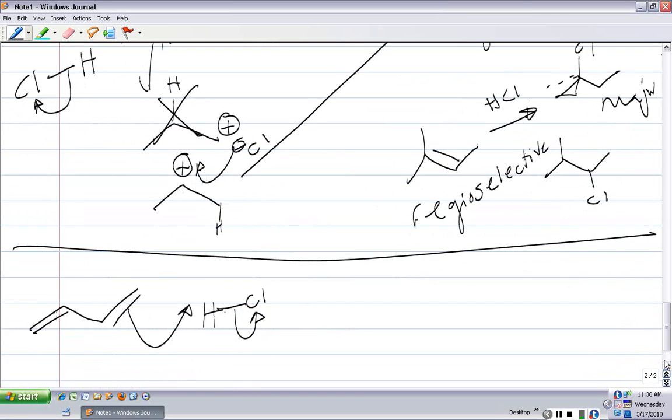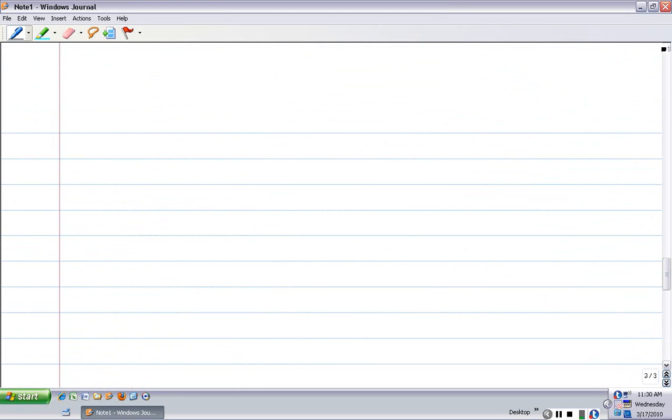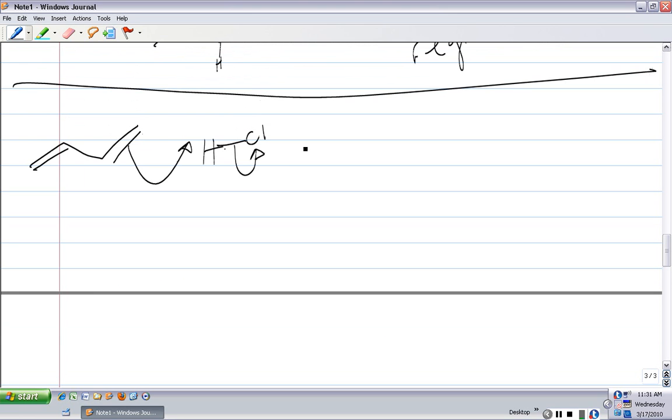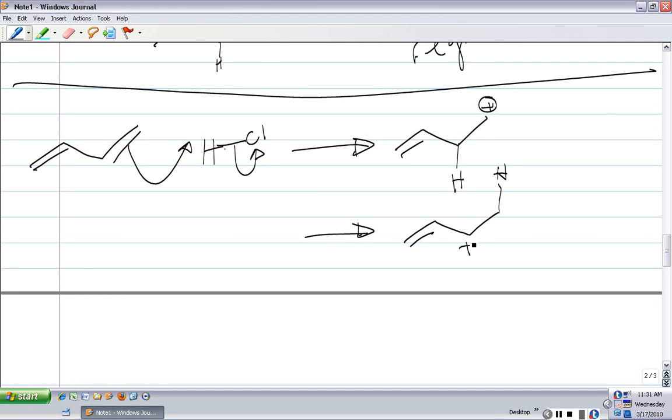So the same thing happens here. The diene attacks the HCl, and I have the choice of making either a primary carbocation by putting the H on this carbon, or a secondary carbocation by putting the H on this carbon. And much in the same way, we know we can't make the primary carbocation, so this route is not followed. In other words, I see specificity in terms of where the H goes.